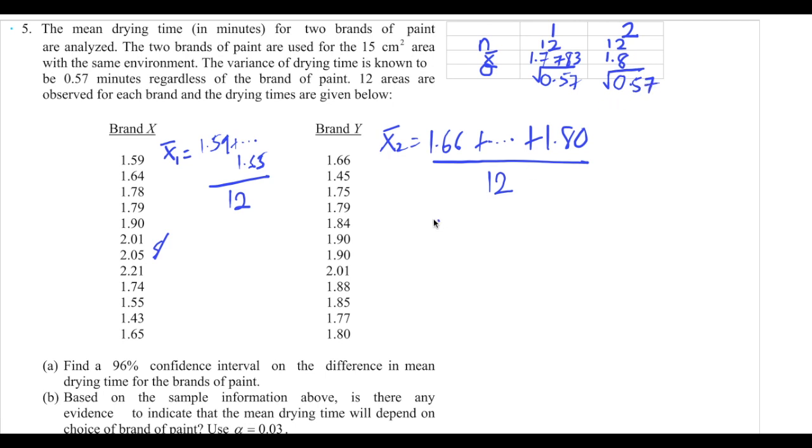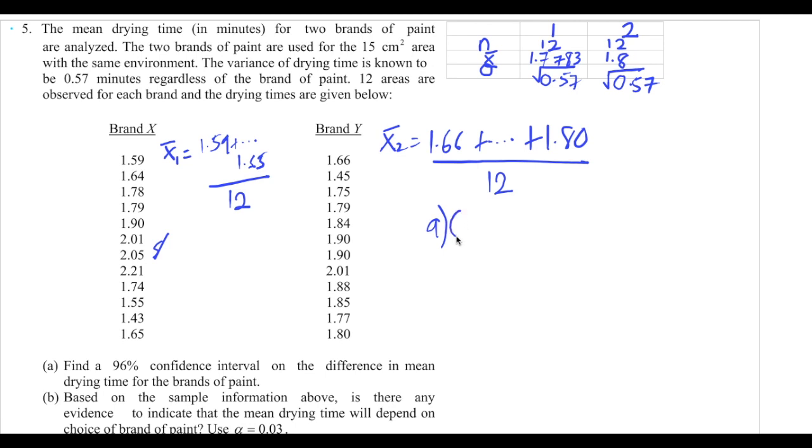So question A, find a 96% confidence interval on the difference in mean drying time for the brands of paint. Now you have two groups where the sample size is less than 30. So the sample size is small. However, you are given the population standard deviation. The population standard deviation is known. In this case, you'll be using the normal distribution.